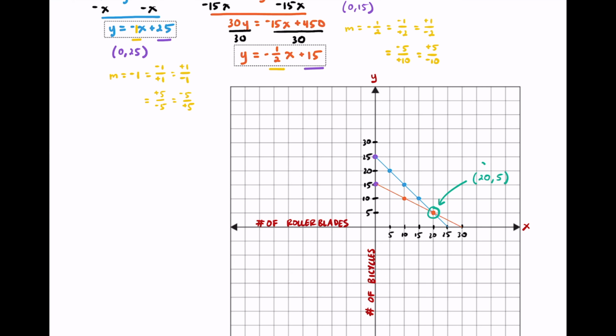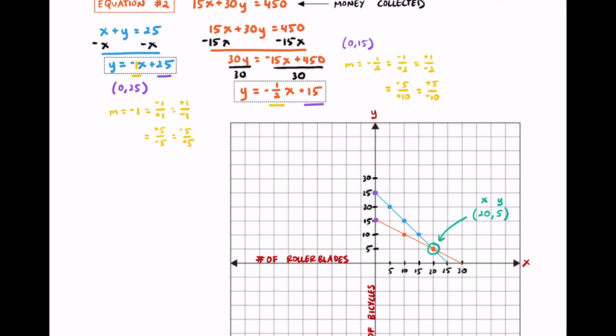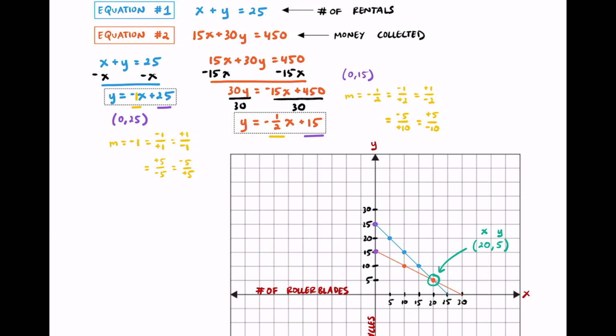Again, keep in mind that this 20 is an x value, so it represents the number of rollerblades being rented, and this 5 represents the y value, which represents how many bicycles were rented. Let's see how much this answer here of (20, 5) makes sense in the context of this problem.